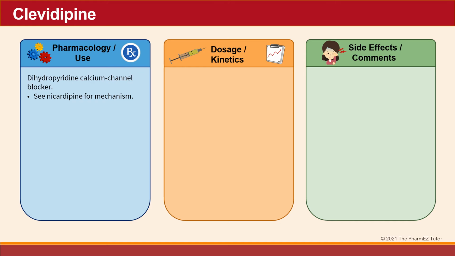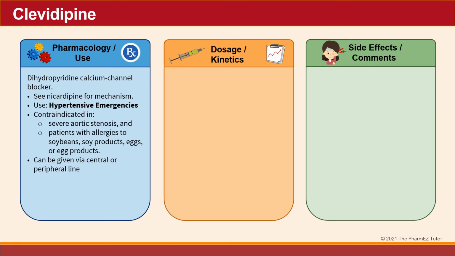Another calcium channel blocker drip that we can use is clevidipine. Clevidipine is a dihydropyridine calcium channel blocker similar to nicardipine. It has the same mechanism of action as nicardipine. Its use is in hypertensive emergencies. It's contraindicated in severe aortic stenosis and in patients with allergies to soybeans, soy products, eggs, or egg products. It can be given centrally or peripherally.